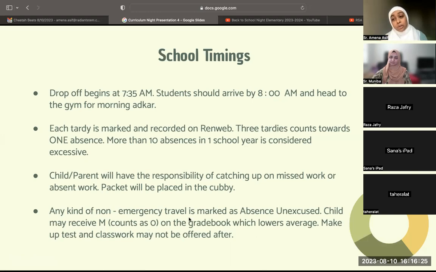So your children may not like it, and makeup tests and classwork may or may not be possible every time. So for that term, they might get a 70 because they missed a week of school. So try not to get many absences. We understand doctor's appointments and things, but if they can be planned outside of school timings, that's perfect.